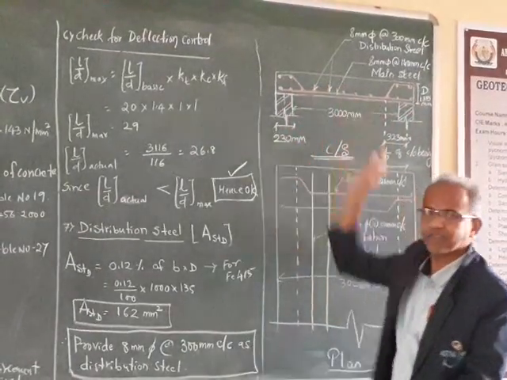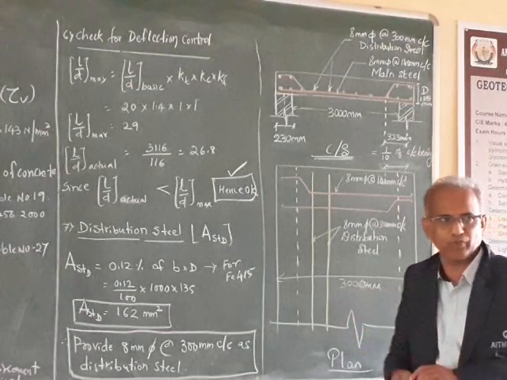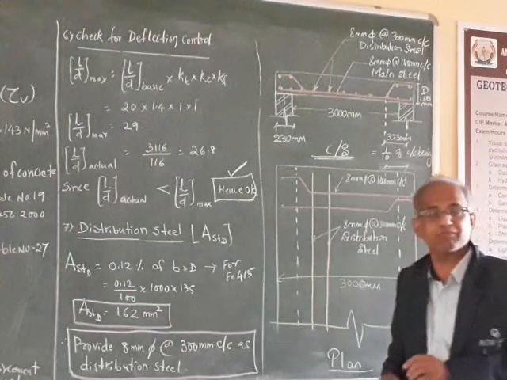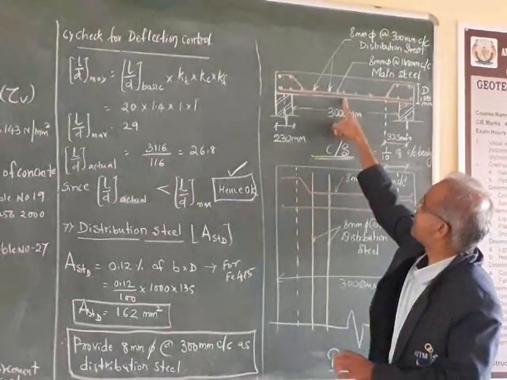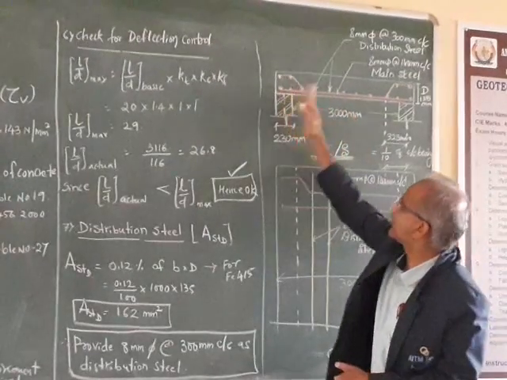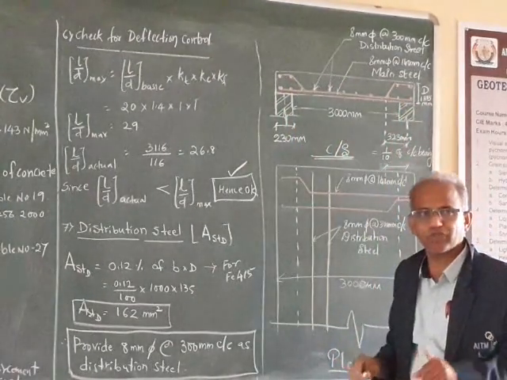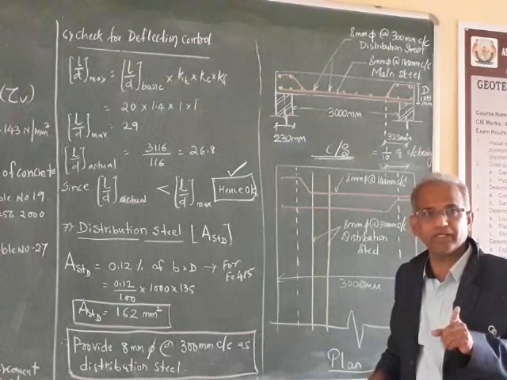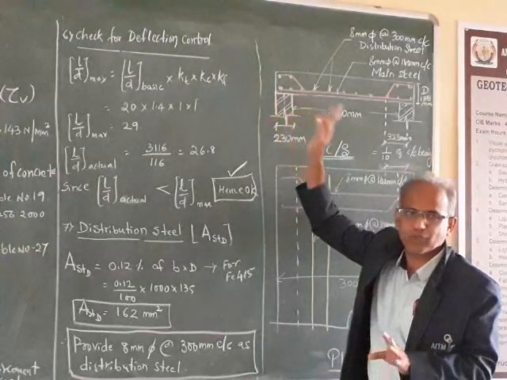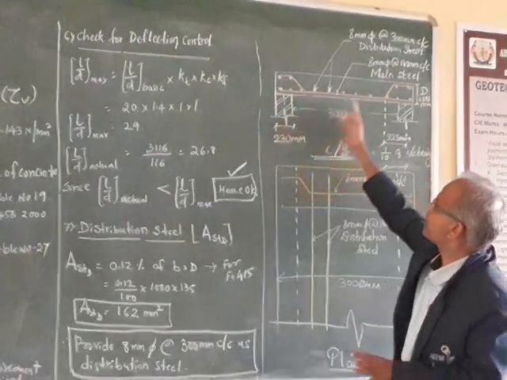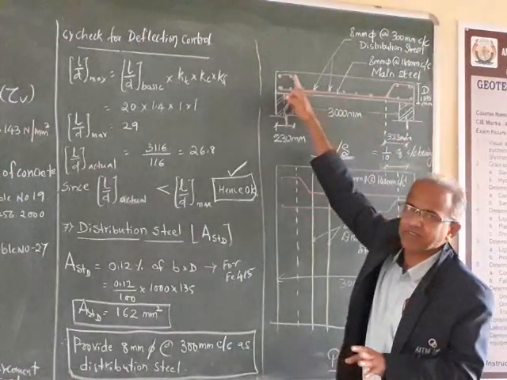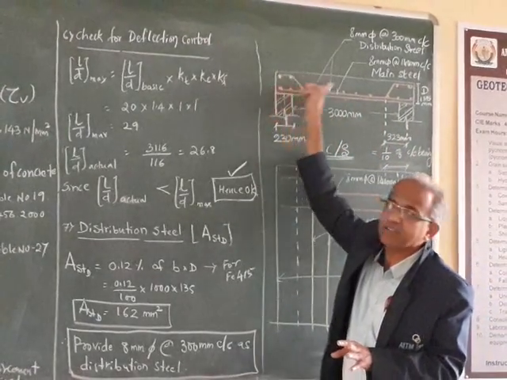Why is this required here? Now, in a simply supported beam or slab, where is the maximum bending moment? Maximum bending moment will be at the center of the beam. And as you go towards the support, what is bending moment? Bending moment is 0. So no full reinforcement is actually required. So what we are going to do? Near the supports, we are going to bend the main steel and take it at the top.